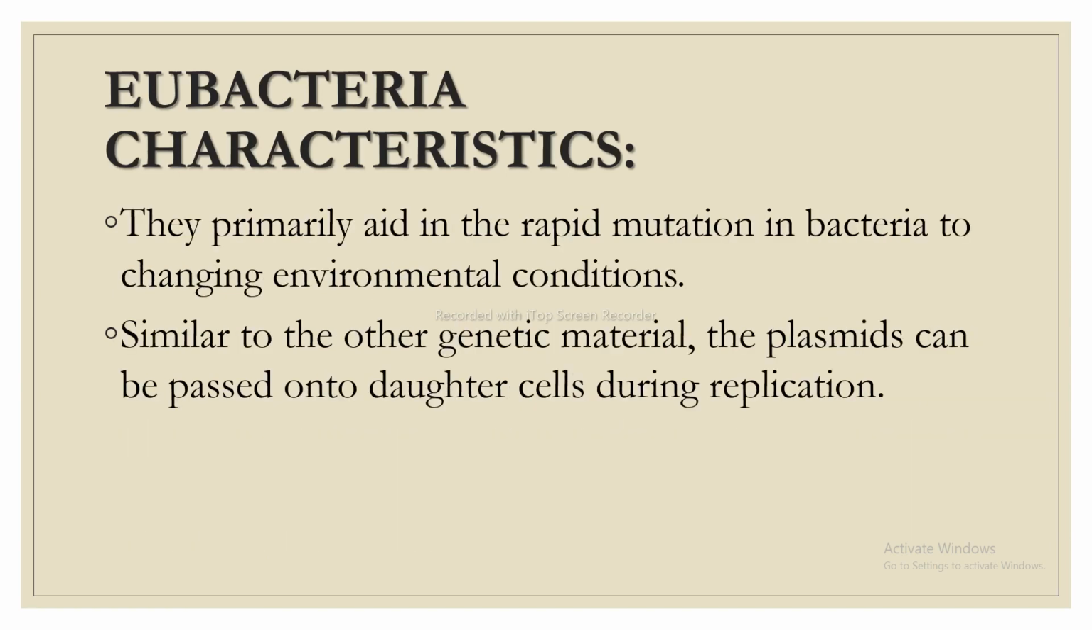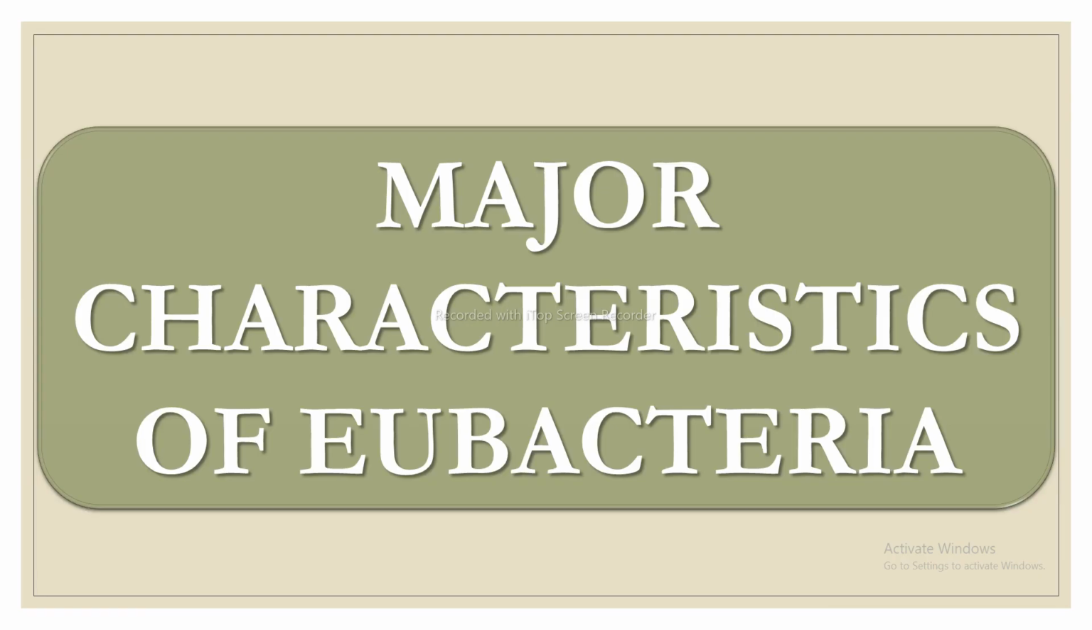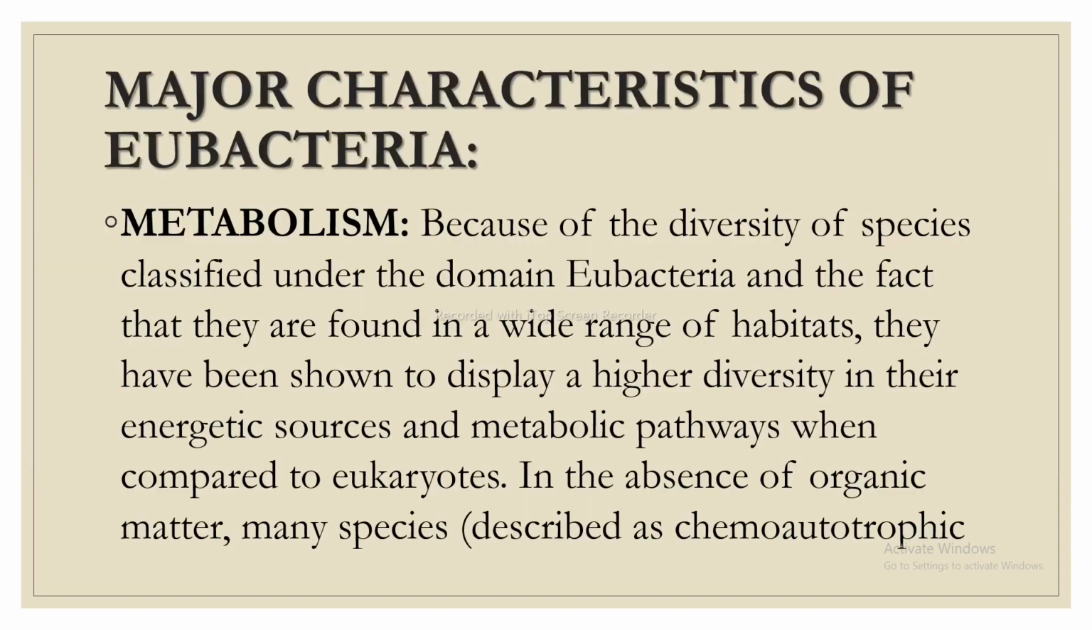They primarily aid in the rapid mutation in bacteria in response to changing environmental conditions. Similar to the other genetic material, the plasmids can be passed on to daughter cells during replication. So this is a 3D illustration of a colony of eubacteria as shown in the figure. Next I am going to discuss the major characteristics of eubacteria.